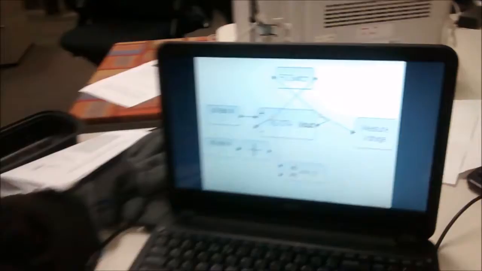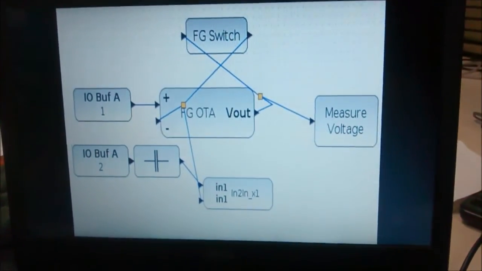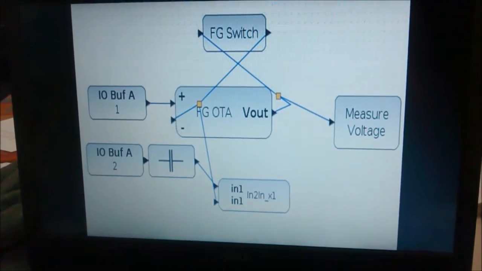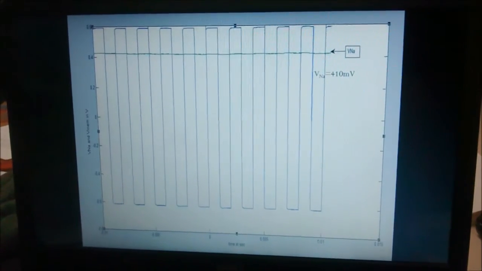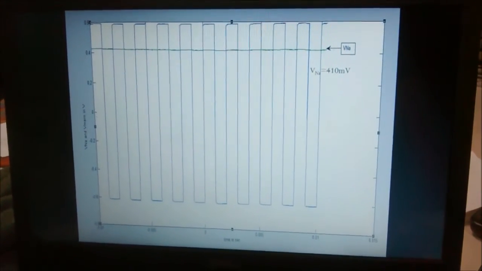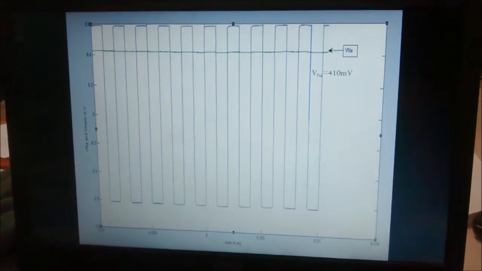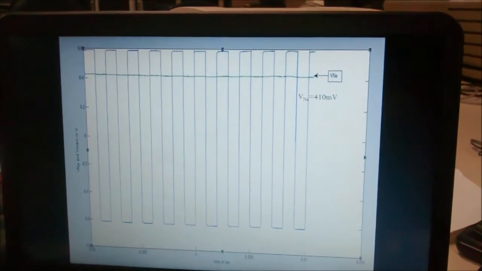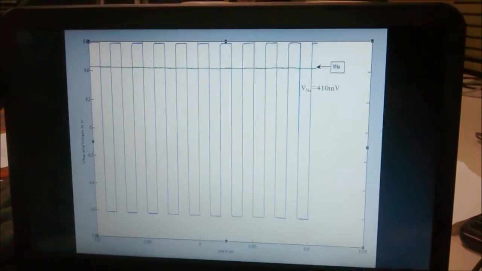For the sodium channel gating, as you can see, we have used an FGOTA and an FG switch, and the rest are all IO buffs that are selected as pins to measure in programming the board. The ideal value of the sodium gating, that is VNA, should be 300 millivolts, but despite several trials, we could not decrease the value of VNA below 410 millivolts.